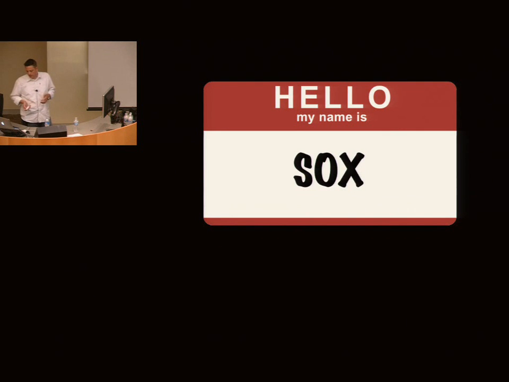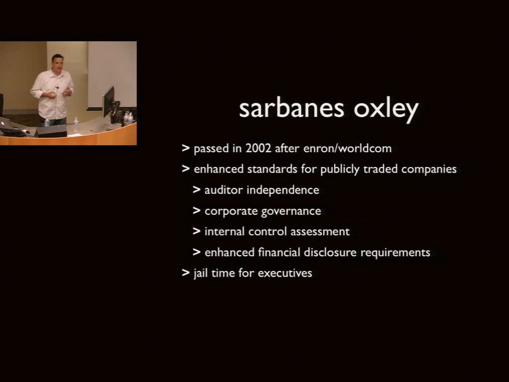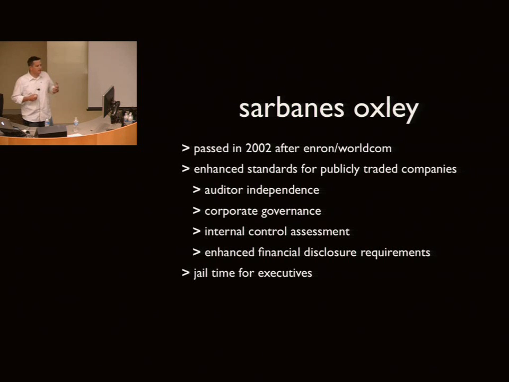Sarbanes-Oxley was the act passed in 2002, kind of after the WorldCom and Enron scandals. And what it does is it sets new and kind of enhanced standards for publicly traded companies. And it covers everything from auditor independence, corporate governance, internal control assessment, and enhanced financial disclosure requirements. And what they found was that if they actually threatened executives with hard jail time and made them sign a document every quarter that said, we promise that this is accurate and that we're not lying about these numbers, companies actually operated a lot more openly and were not able to kind of pass the blame.